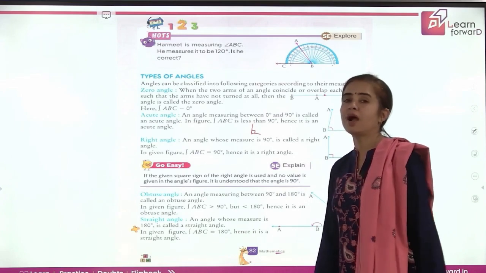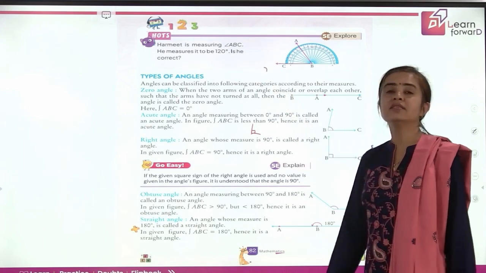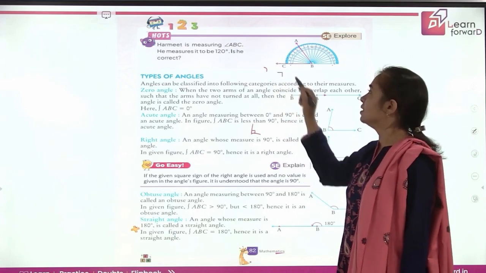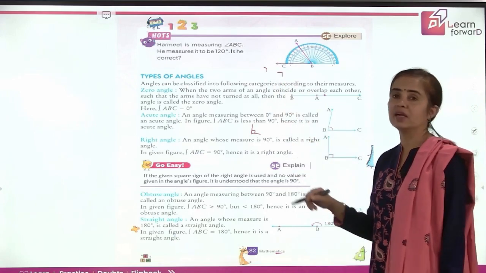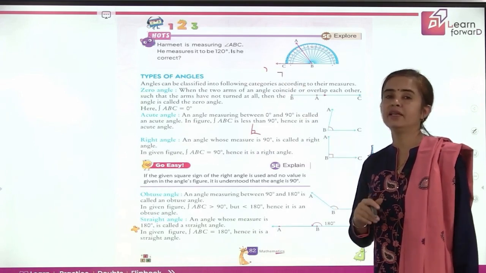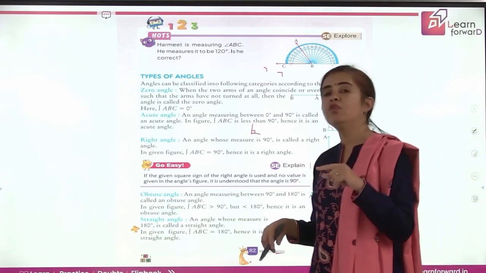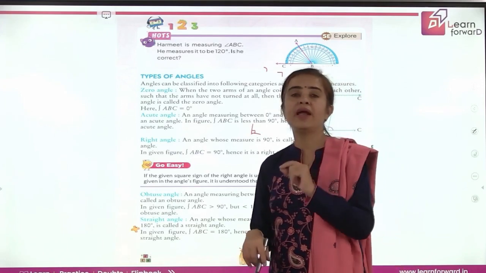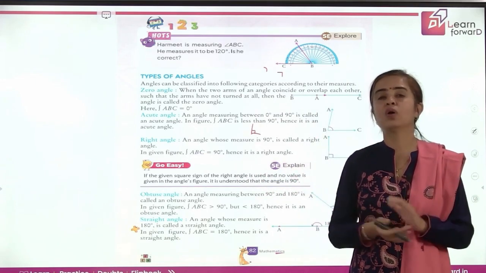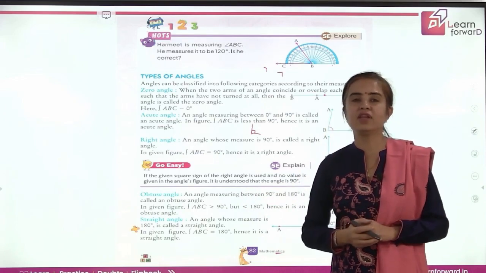I told you we mark the angles using an arc. When it is 90 degrees, we don't mark it using a curve, we mark it like this. So wherever and whenever in angles you see a marking like this, it means they are showing a 90 degree angle, which is called a right angle. After 0 degrees and before 90 degrees, there can be numerous angles. All those angles are called acute angles. Before that we have zero angle, and exactly at 90 we have right angle.